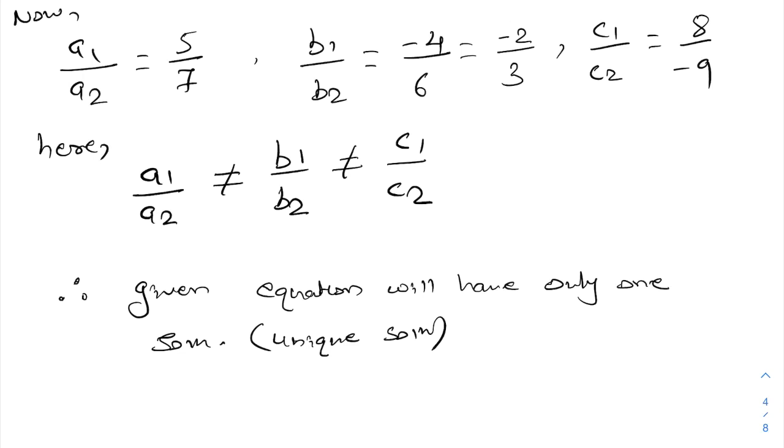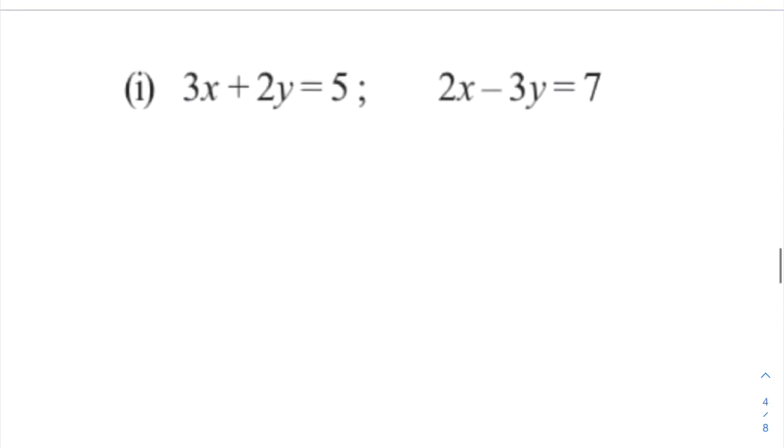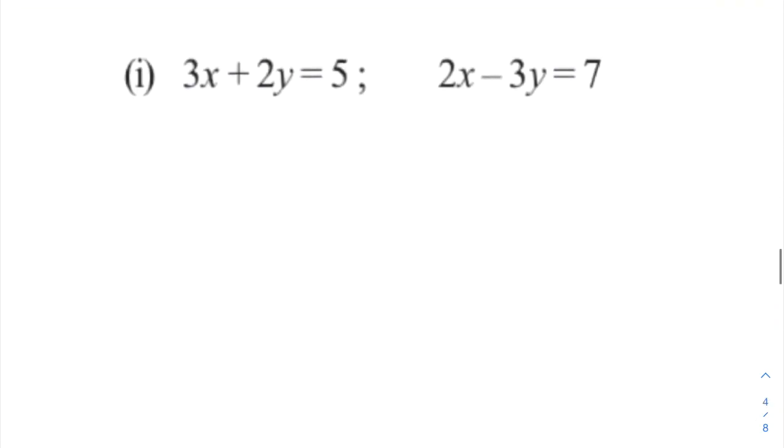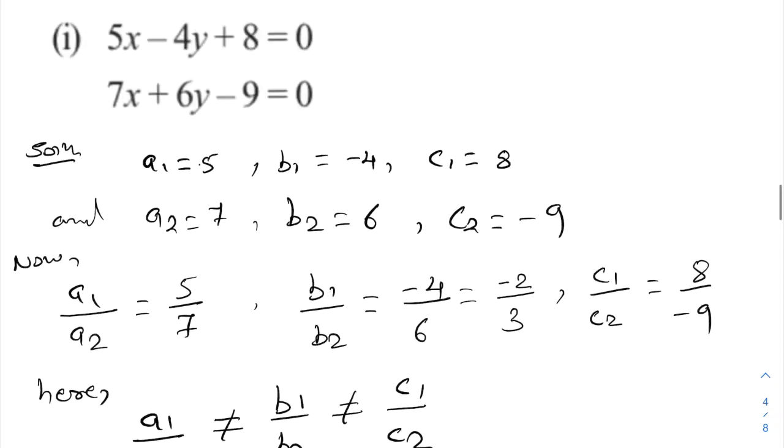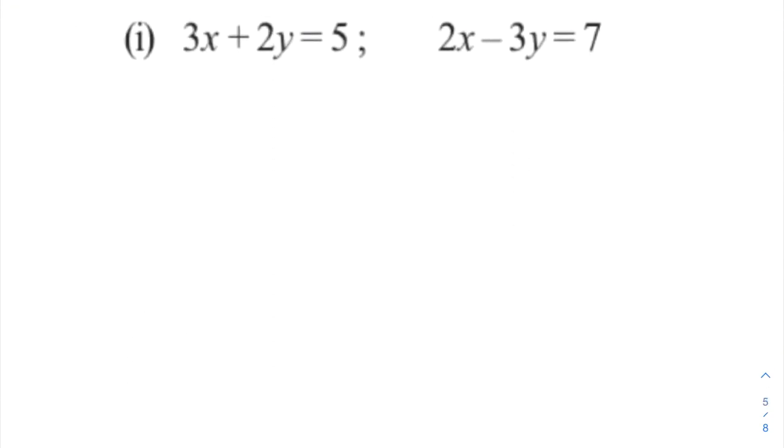Is it clear? So based on the ratios and their interrelation with each other, we can decide how many solutions are possible. Now let us consider another example. Again we have to decide the values of a1, a2, b1, b2, and c1, c2.